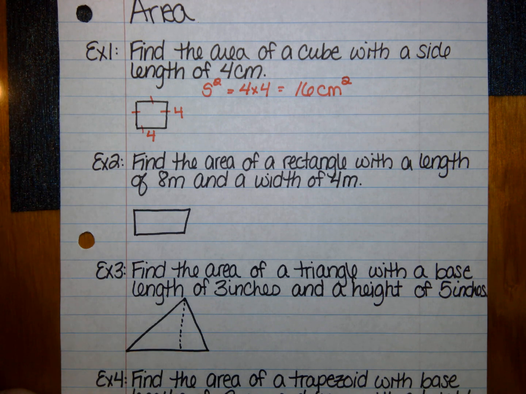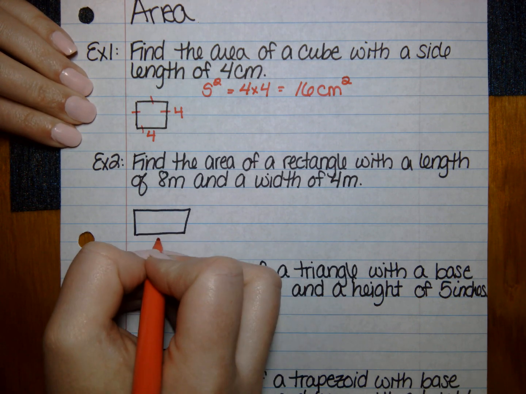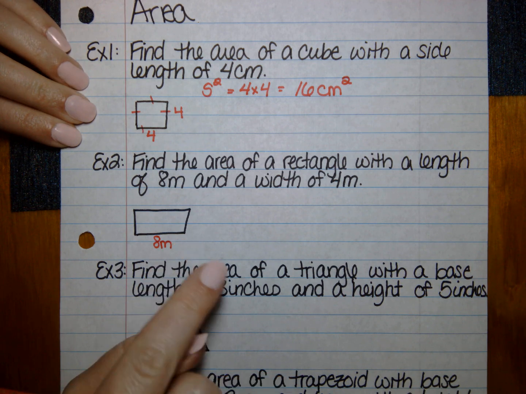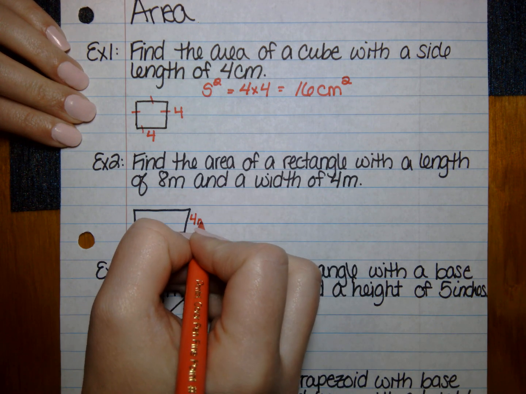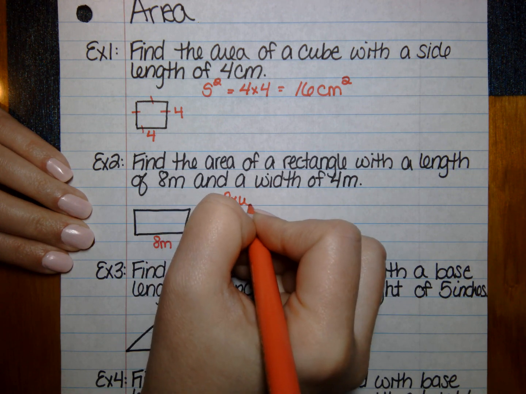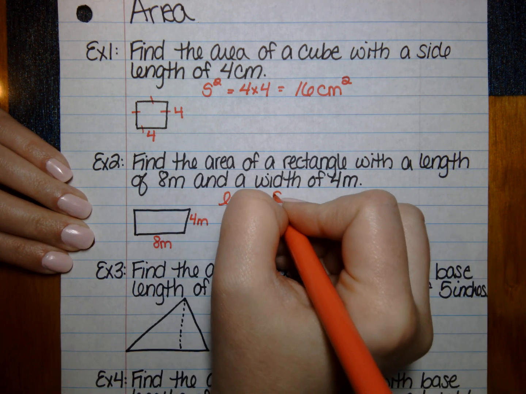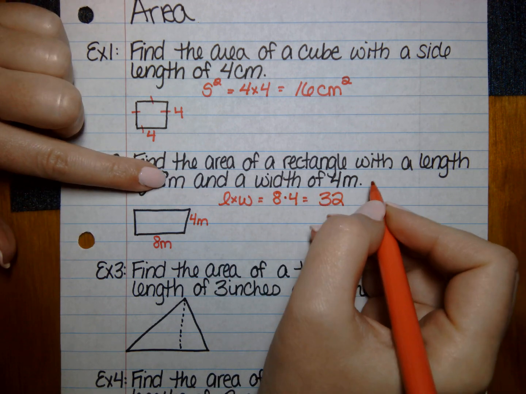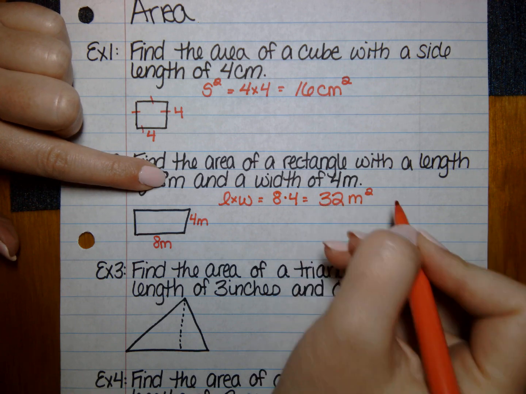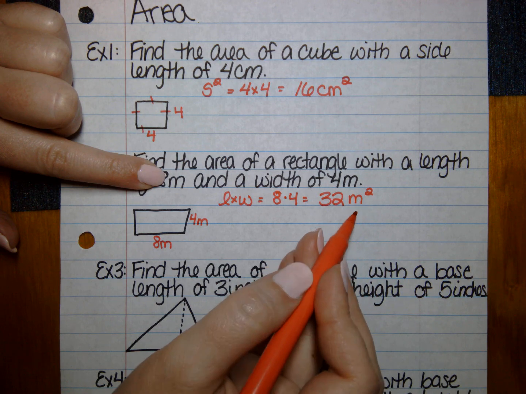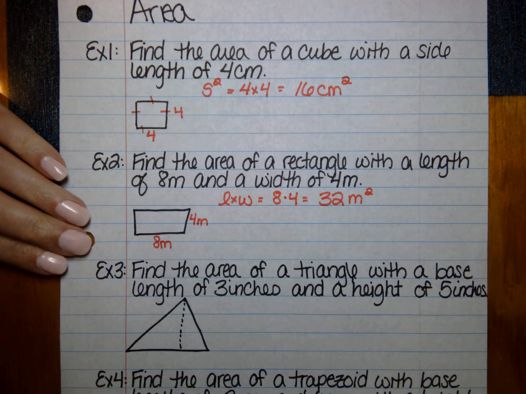If I look at example 2, it says find the area of a rectangle with a length of 8 meters and a width of 4. So my length is 8. Usually the length is the longer side, and my width is 4. Again, the equation is just length times width. So I'm going to do 8 times 4, which is going to give me 32. My meters are squared because it would be 8 meters times 4 meters. So you have 2 meters that are being multiplied together.